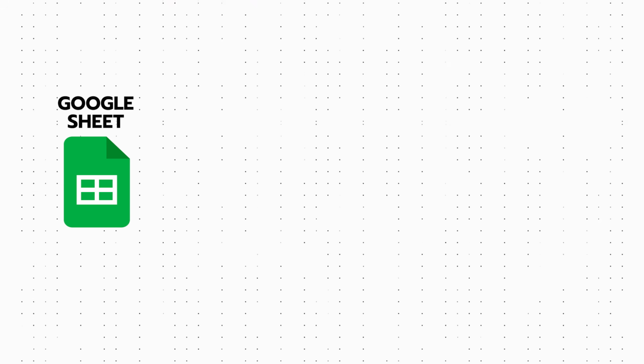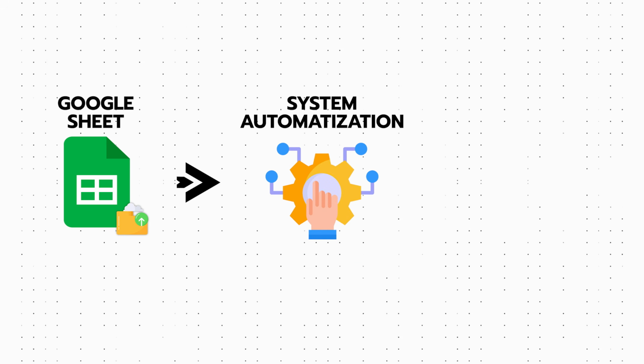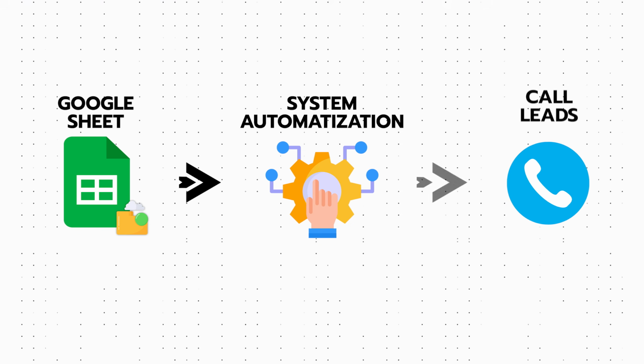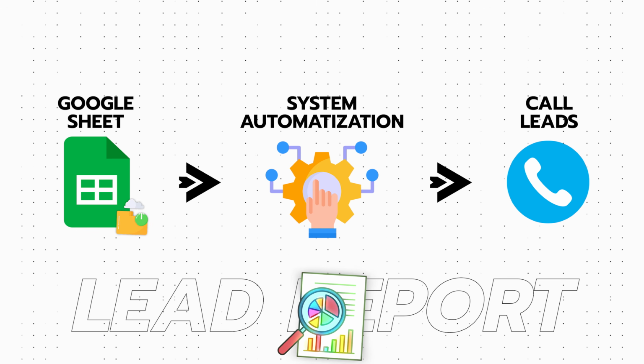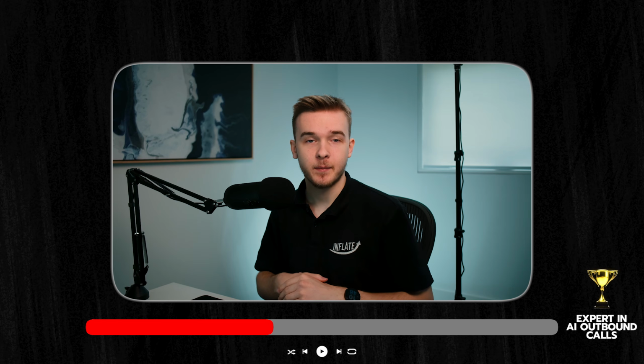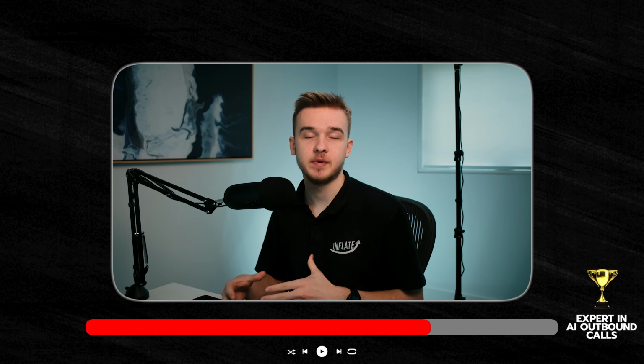You can upload a list of leads into a Google Sheet, have the system automatically detect the new contact, call them, and then provide a lead report once a call is concluded. I'll also show you how to build an agent that can sell without a script and handle any question a prospect may ask. By the end of this video, you will become an expert in AI outbound calls and will have access to all the templates created in this video.